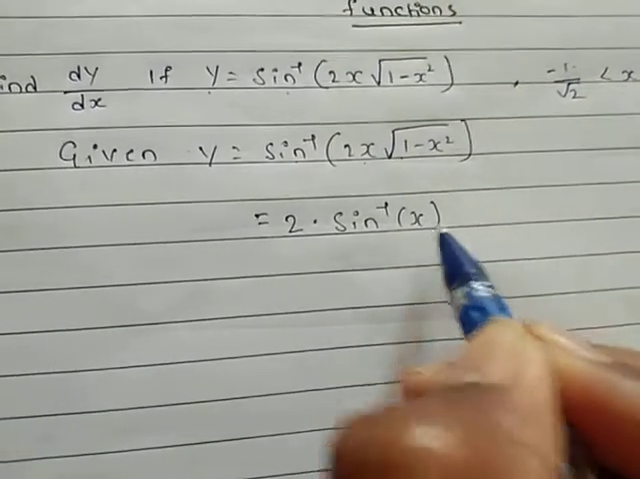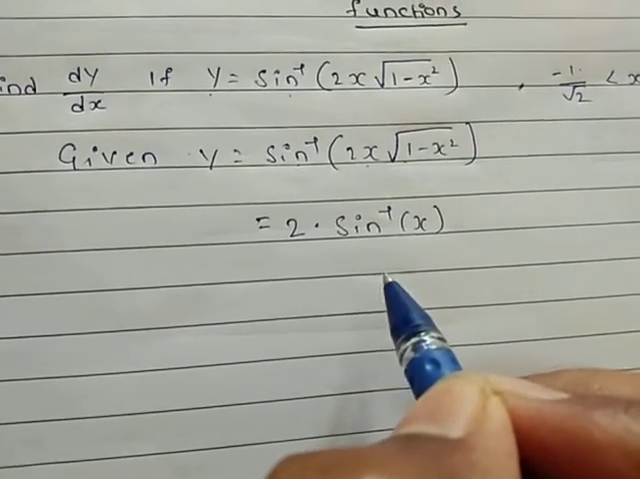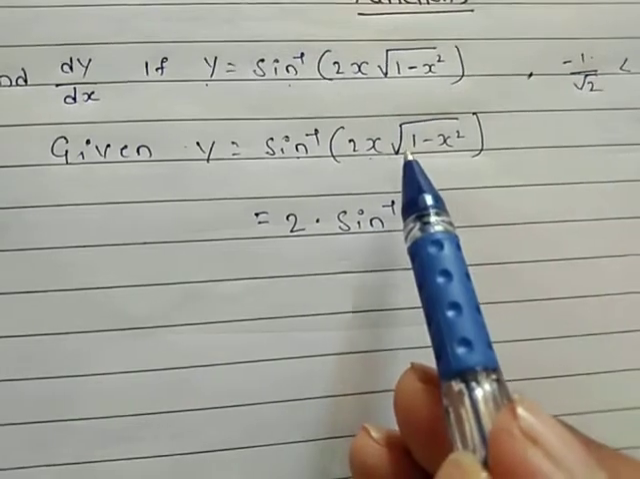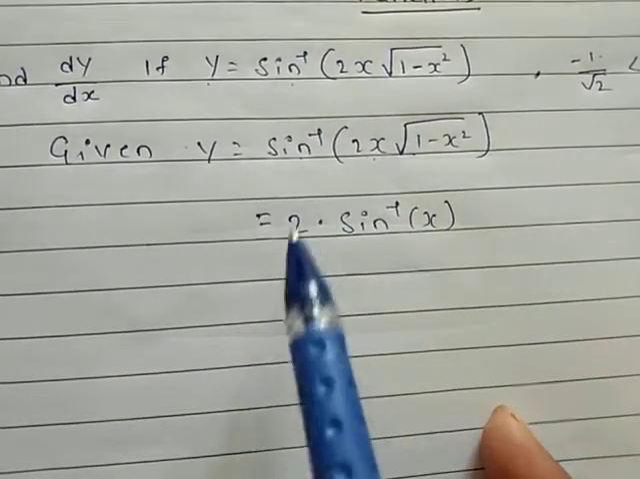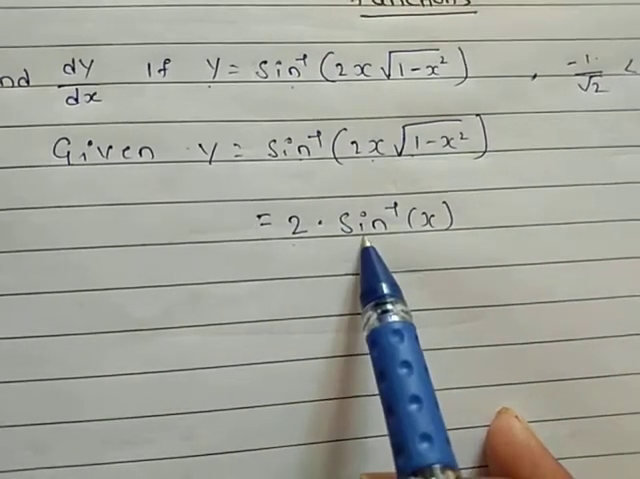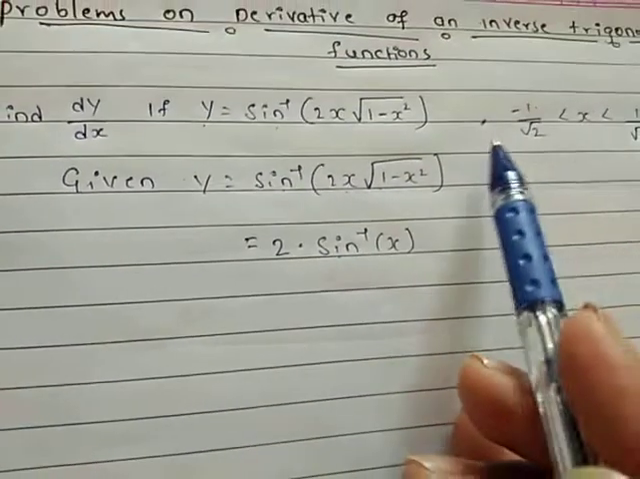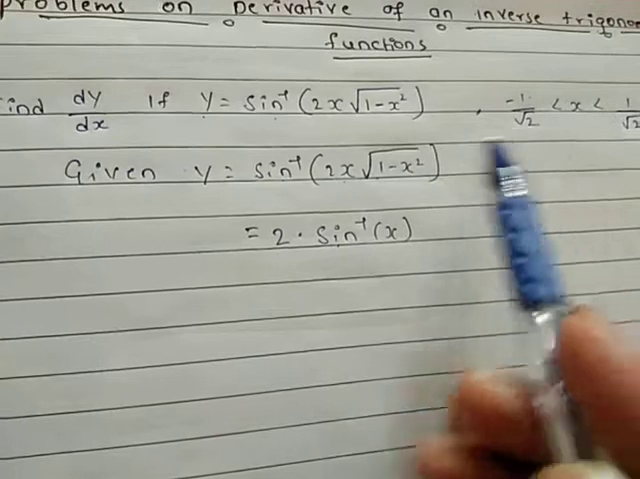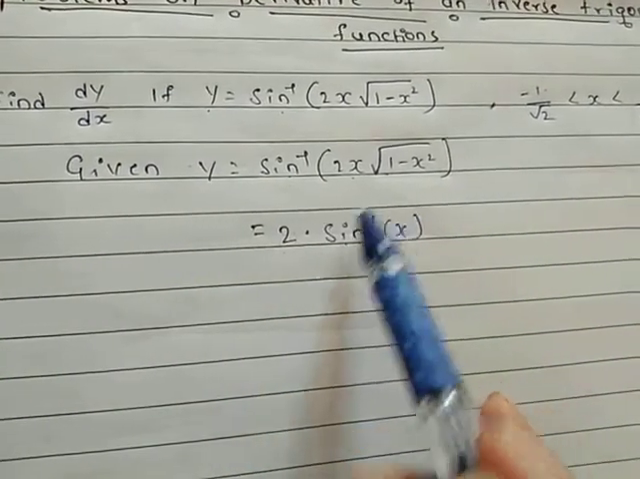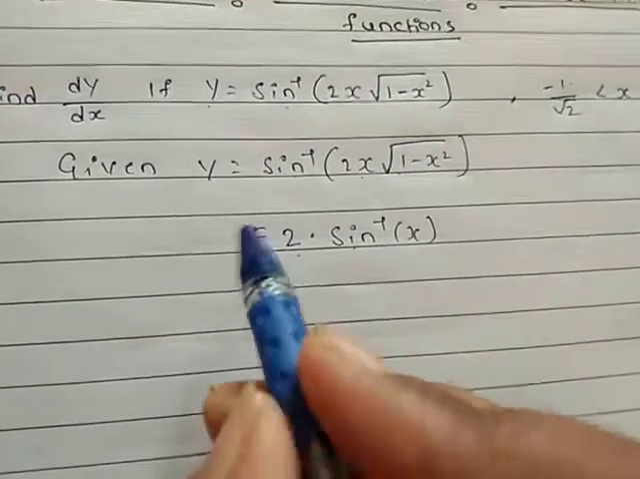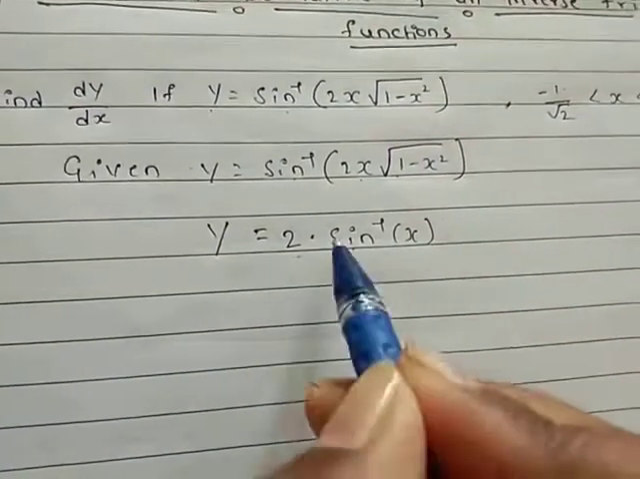We have derived this function in inverse trigonometric functions in chapter 2. We have derived that sine inverse of 2x into root of 1 minus x square is nothing but 2 into sine inverse x. Are you getting the point? So under this domain this function is nothing but 2 into sine inverse x. So we know that y is equal to 2 into sine inverse x.